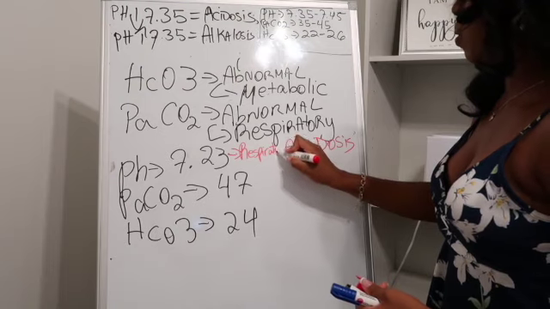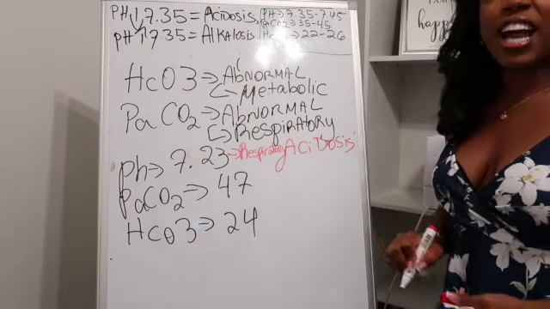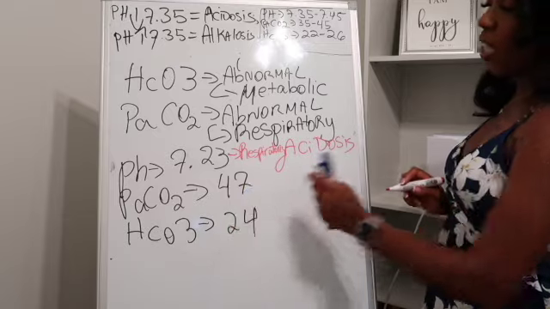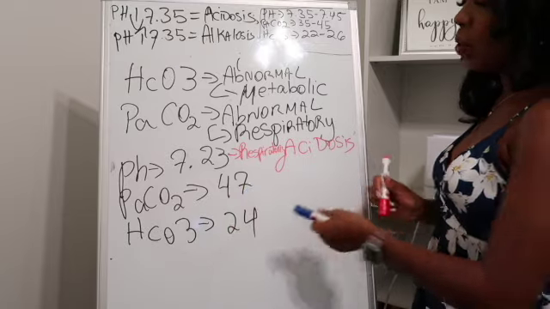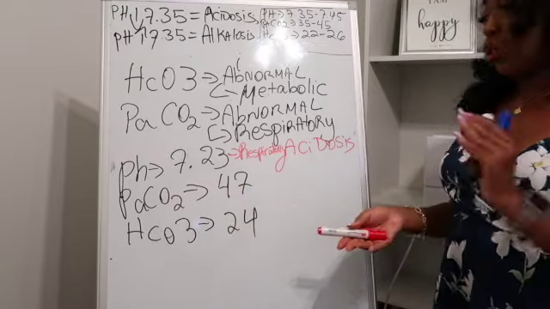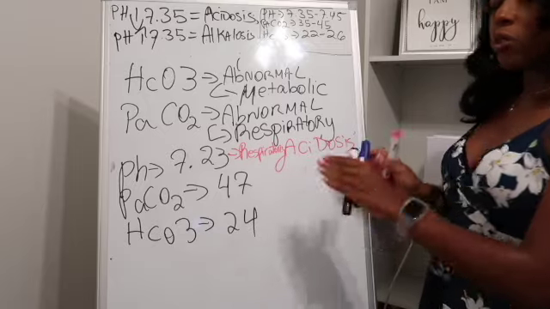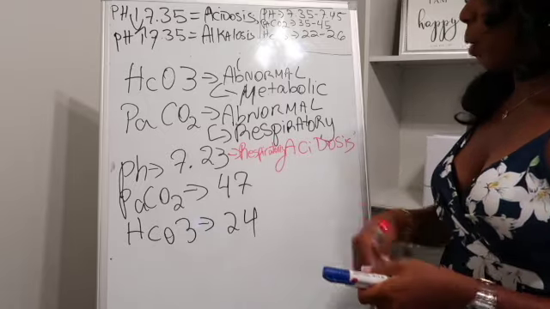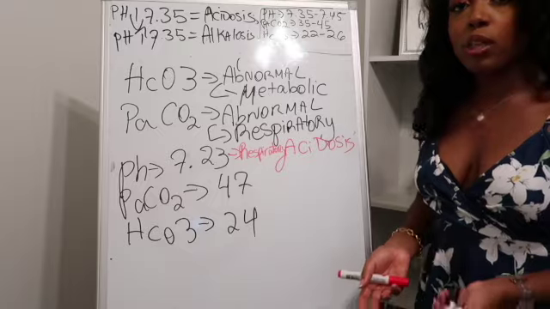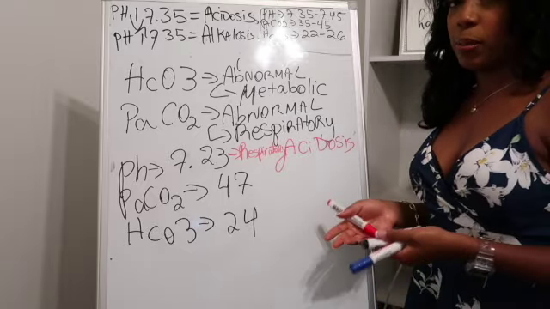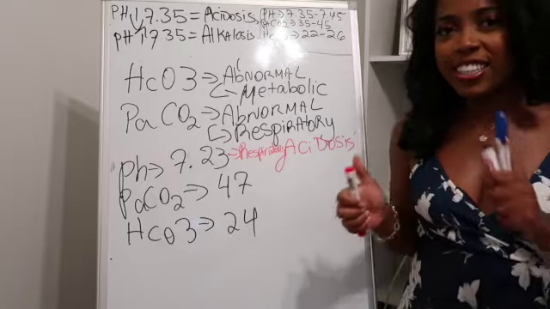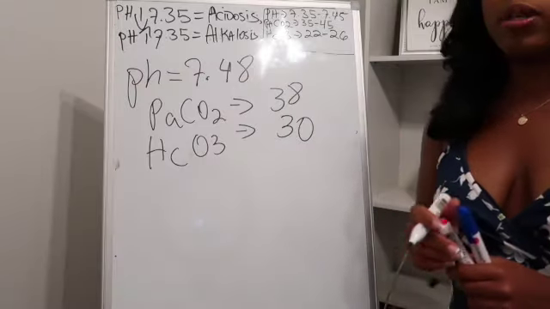Respiratory acidosis, okay? So with the HCO3, the normal HCO3 is 22 to 26. 24 falls within that normal range, so there's nothing wrong with the patient's HCO3. There's nothing wrong with the kidneys, so it is not a metabolic problem, okay? So very good. So this is our next problem, guys.